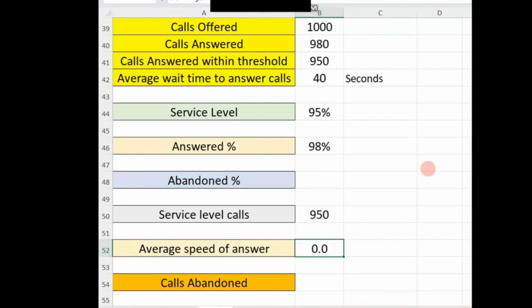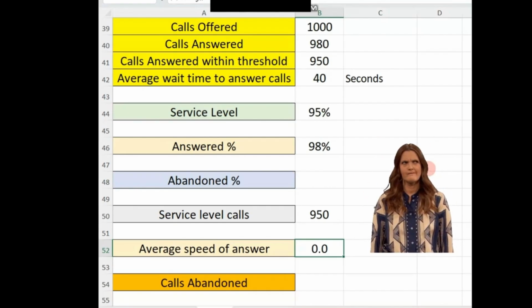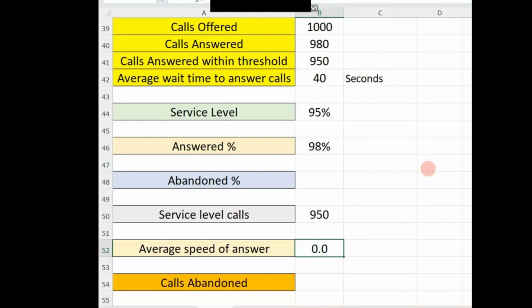So in this calculation, I have taken average wait time to answer calls, which is 40 seconds, and the total calls answered, which is 980. So here it's showing 0. When you have a high number of data, you can find out what would be the average speed of answer. Now let's find out how we can calculate calls abandoned.